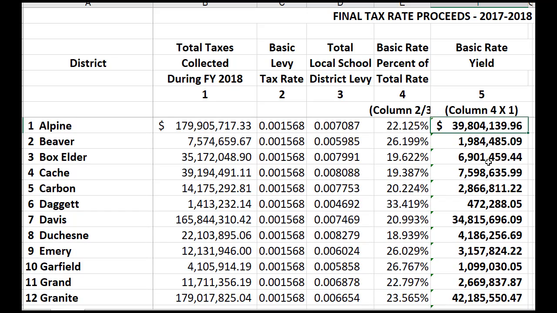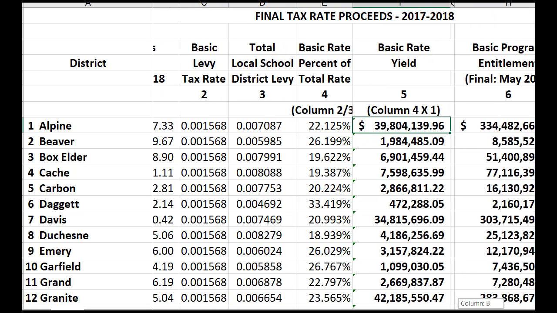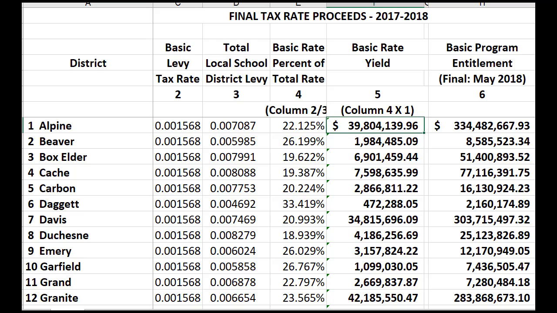The sixth column, as we scroll the sheet over, is the cost of the basic school program for each school district. The cost is calculated by utilizing each specific program's formula based on ADM and/or the October 1st headcount to generate a number of WPUs. The total number of WPUs is multiplied by the WPU value to arrive at the cost of the basic school program. The WPU value for fiscal year 18 is $3,311.